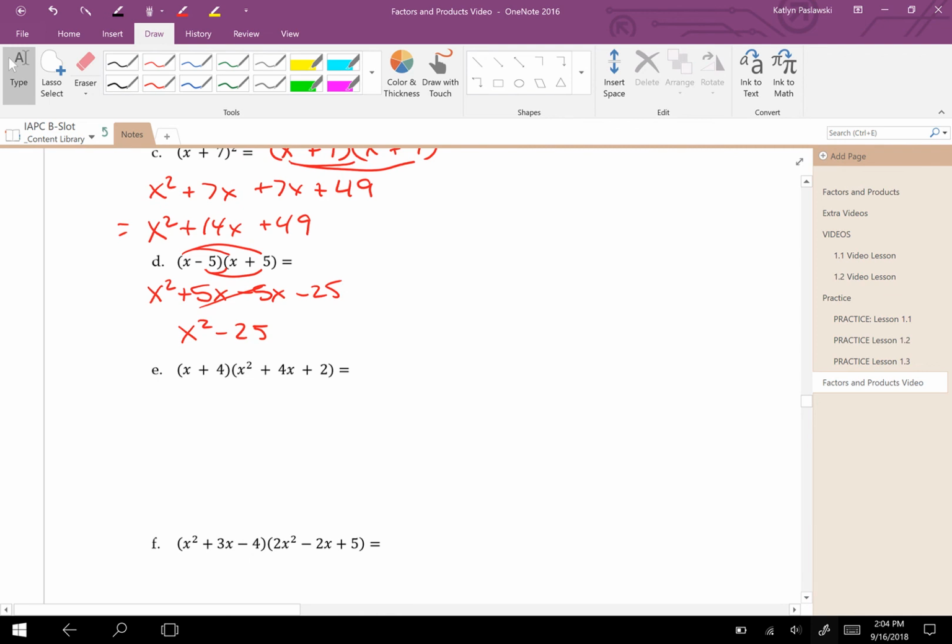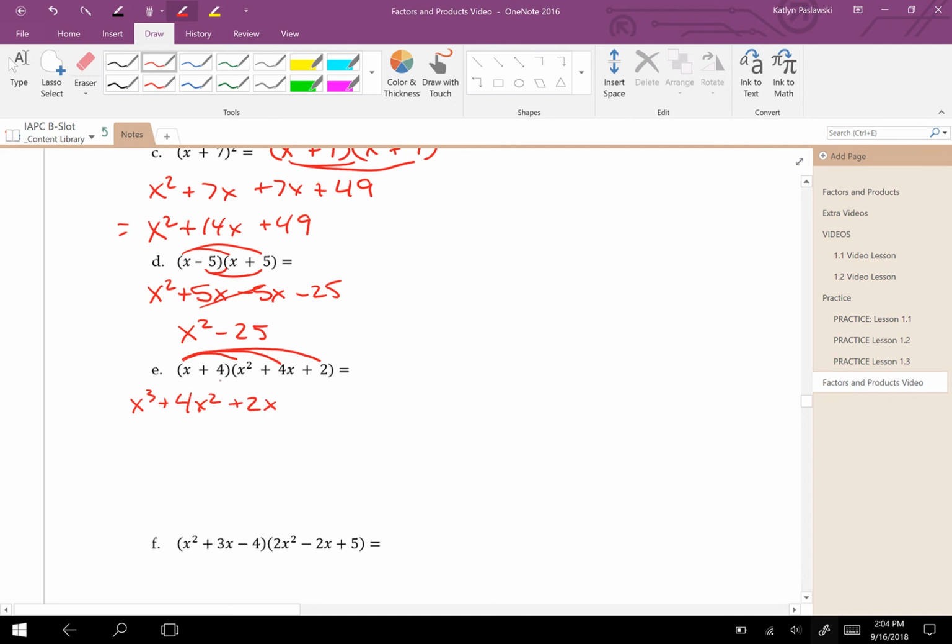E, we see that we now have a binomial by a trinomial. So it's the same process. I need to multiply each term in the binomial with each term in the trinomial. So I'm going to start with the first term. So we have x multiplied by x squared gives us x cubed. X by 4x is positive 4x squared, and x by 2 is positive 2x.